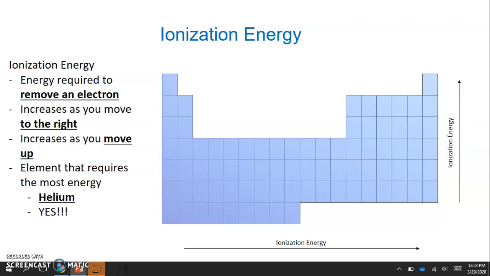It's helium. Yes, it is helium. Helium can lose an electron, and because of its position in the periodic table, we know that it has the highest ionization energy. So there's no trick with this one. You are literally just looking at which elements are furthest to the right and furthest up.